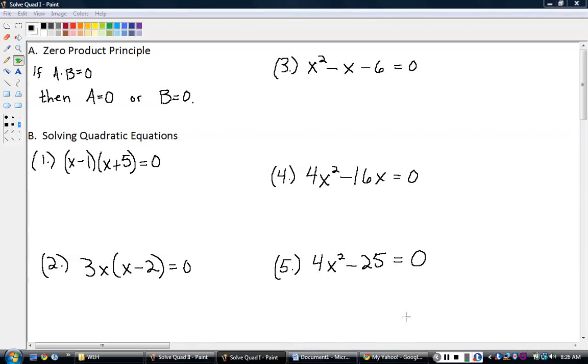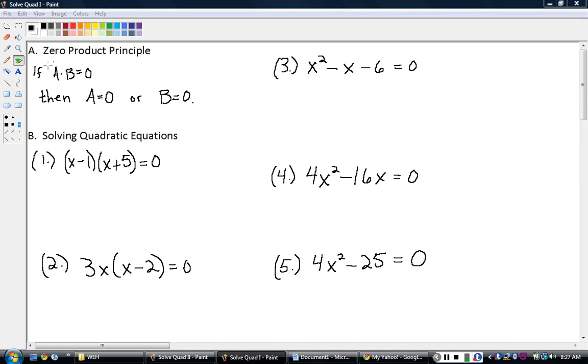So in this chapter, in this video, we're going to learn how to solve quadratic equations. The first thing I want you to look at here is what's called the zero product principle, which I have written right here. Let's see if we can think about what this means. If A times B equals 0, then either A is 0 or B is 0.